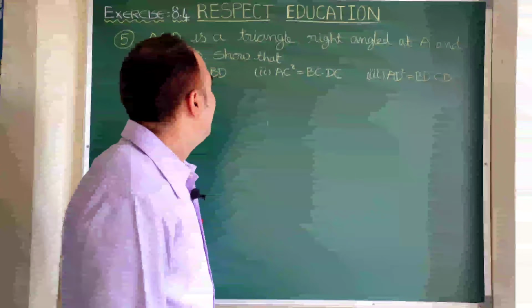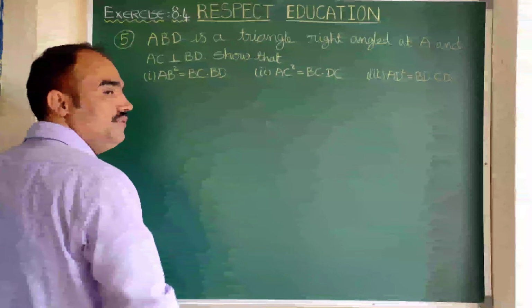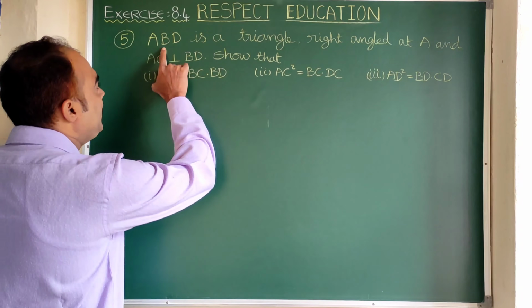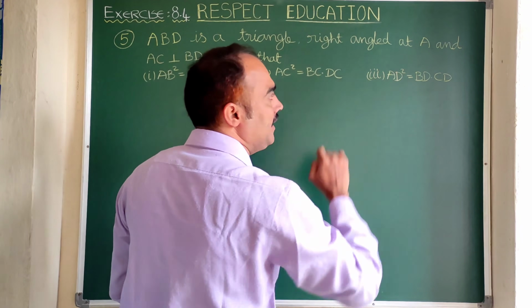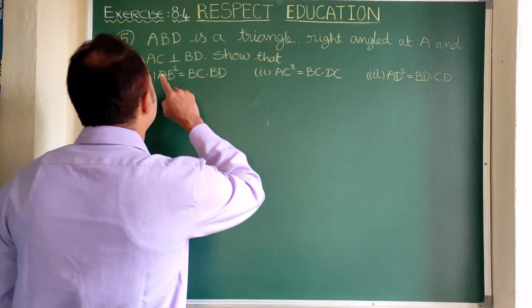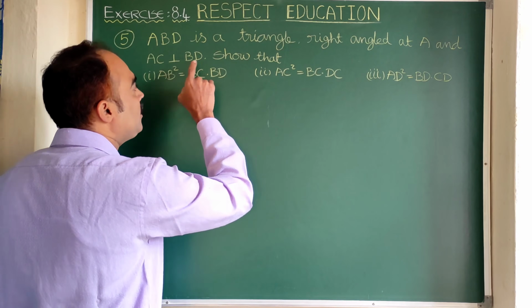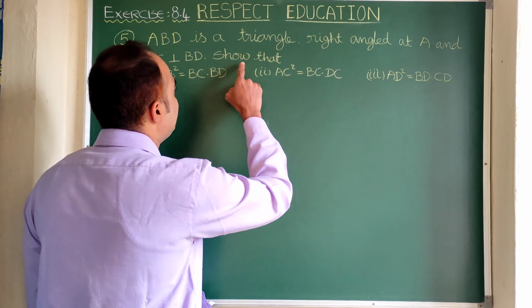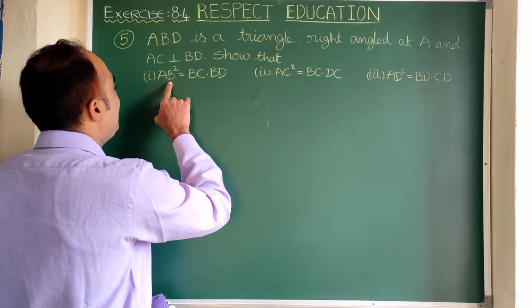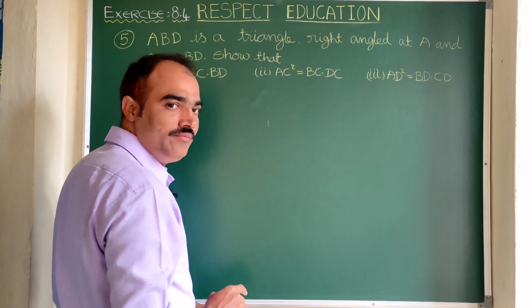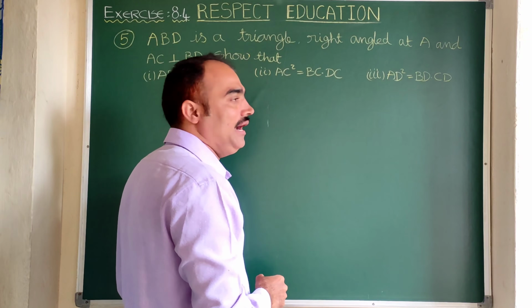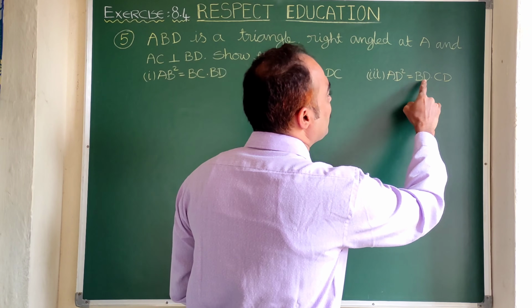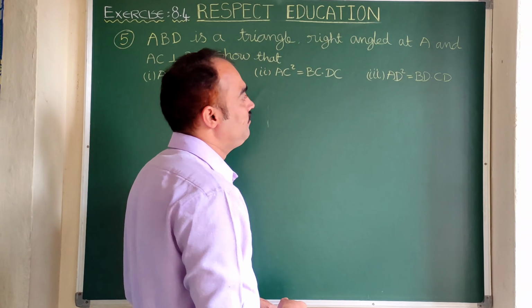Now let us see question number 5. ABD is a triangle right angled at A and AC is perpendicular to BD. Then show that first one, AB square equal to BC into BD, second one, AC square equal to BC into DC, and third one, AD square equal to BD into CD.